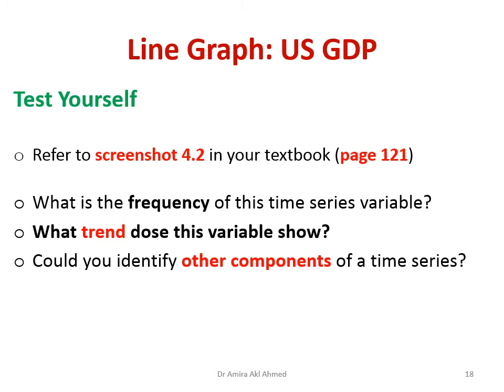Now it's your turn to identify the main features of the time series variable displayed in screenshot 4.2 in your textbook. What is the frequency of this time series variable? What trend does this variable show? Is it a downward or an upward trend? Could you identify any other components of a time series? Refer to the 4 components we have earlier discussed in the current presentation.